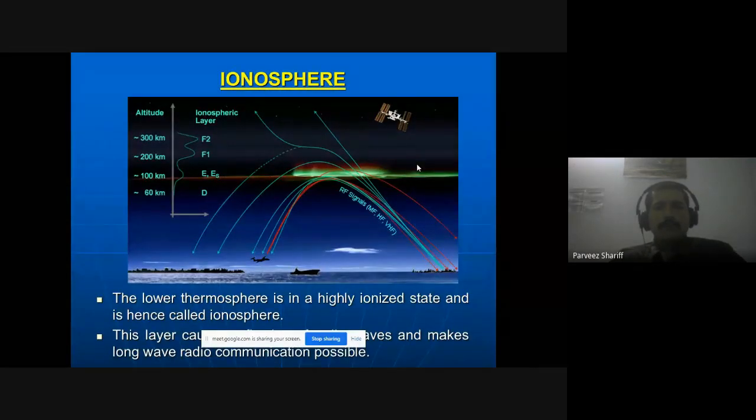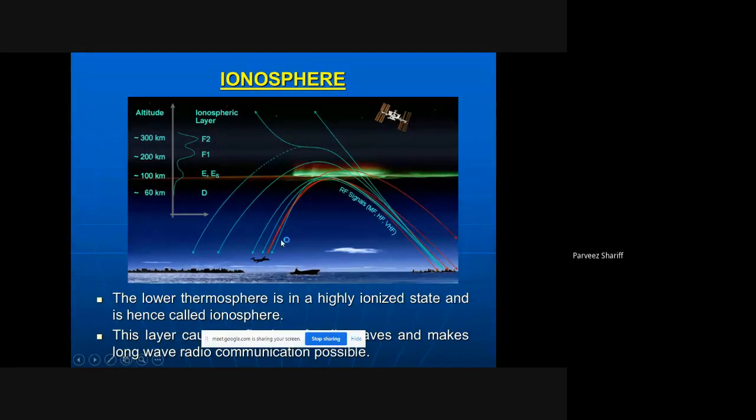The lower part of this thermosphere is in a highly ionized state. It means particles are ionized, either positive or negative ion formation is there, due to which a very strong layer is formed, and that layer we call the ionosphere. And this ionosphere helps in radio communication over longer distances.